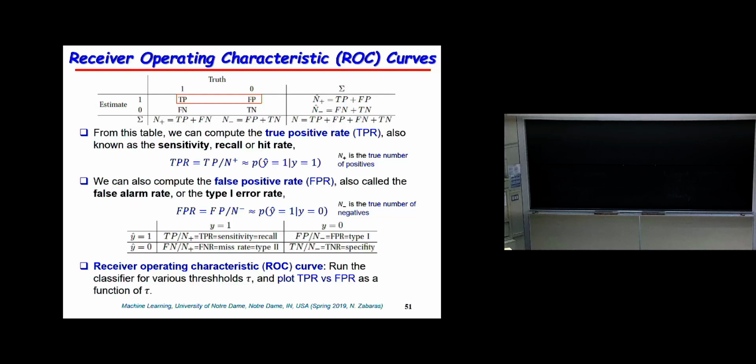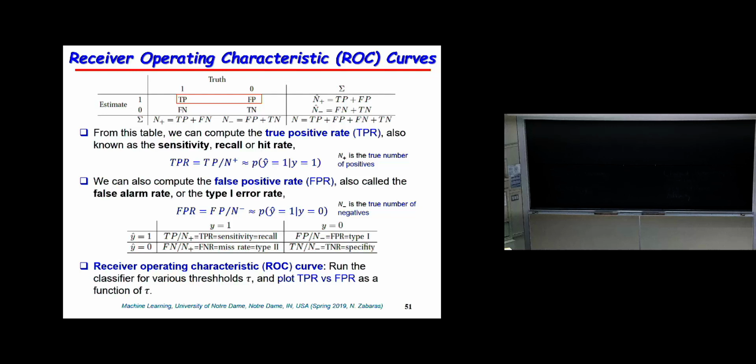It will take you some time to get used to the terminology, but I think if you use the down-to-earth meaning of these acronyms, you will guess correctly. So I'm going to define what's called a true positive rate. That is basically the ratio of the true positives divided by n plus, where n plus is the number of true positives.